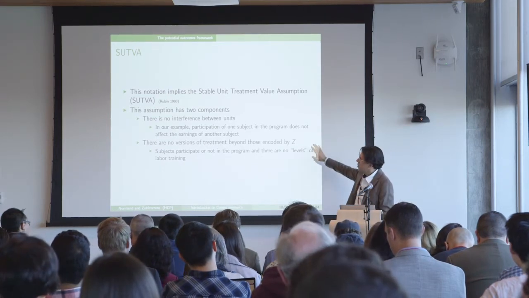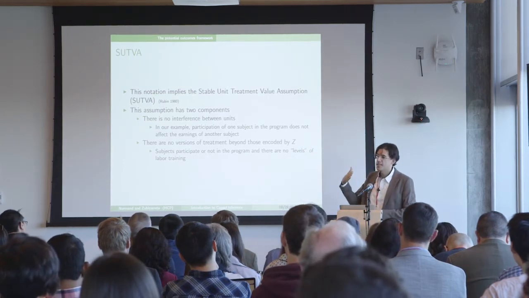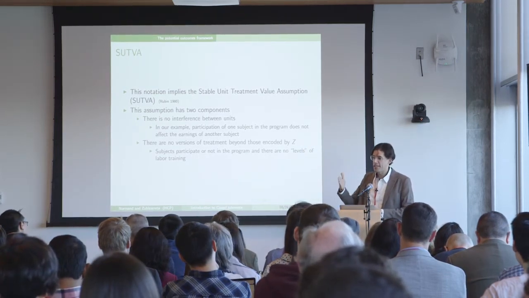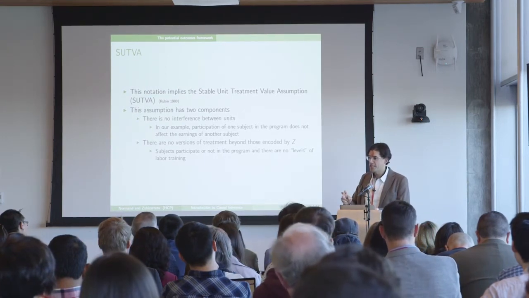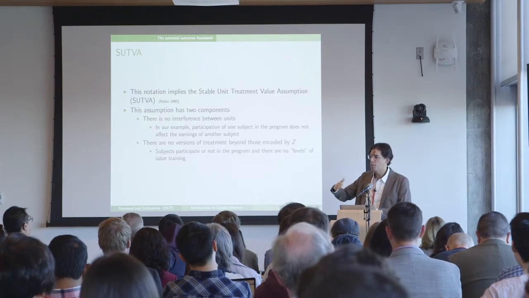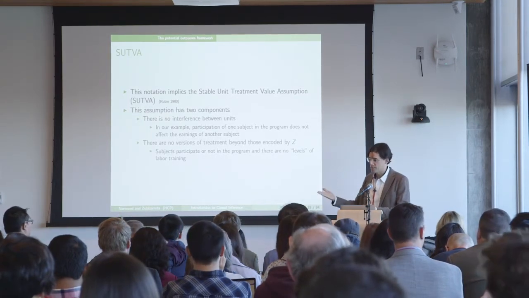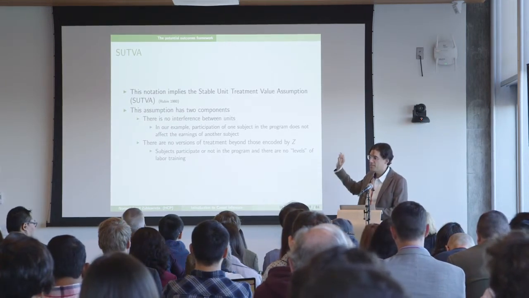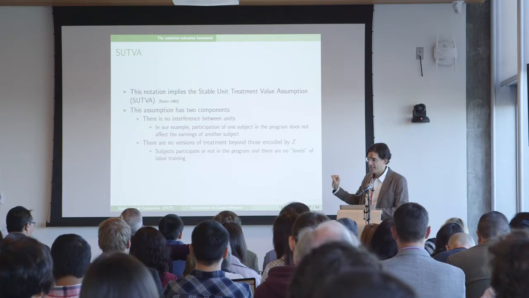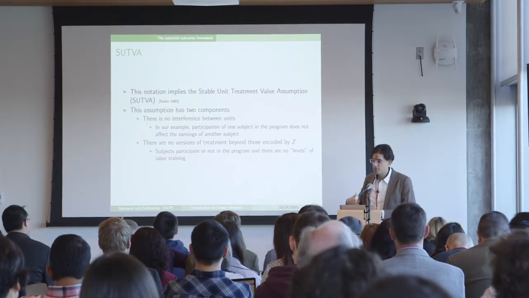And second, we're saying there are no versions of the treatment beyond those encoded by Z. This means that there are no levels of labor training. A person is part of the labor training program or not. It's not that you get a little or more of labor training. You can also extend this notation to doses. All right? But I wish to be very clear that the notation here is implicitly saying this. If we want to think about multi-value treatments, then we have to extend the notation. This is for binary treatments.